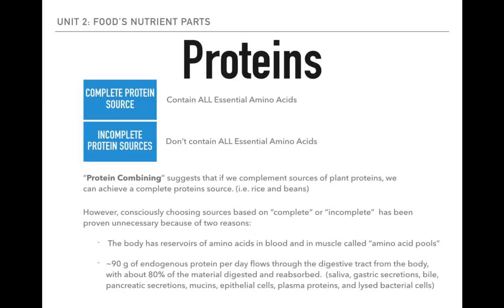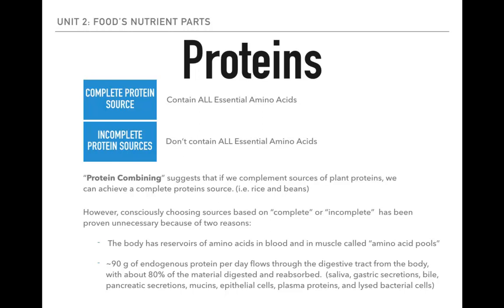Now, a complete protein source is a meal that contains all of those essential amino acids, while an incomplete protein source does not. A lot has been made about the significance of this, with many advocating protein combining to complement sources of plant proteins in order to achieve a complete protein source. Think rice and beans together, they would equal a complete protein source. However, this strategy is now thought to be unnecessary.